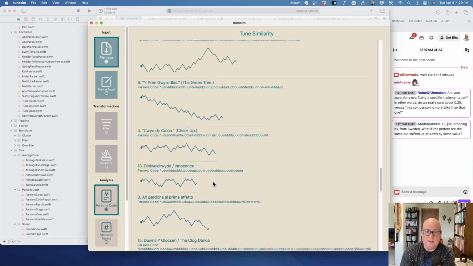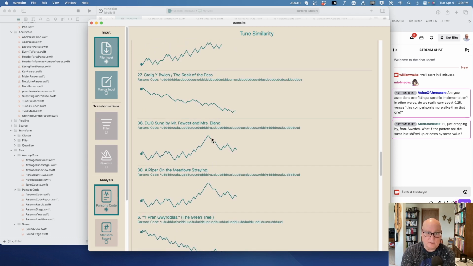But even in these two that look identical, they could be totally different tunes if the ups are going way up in this one and downs are going way down in this one, and this one's just going a little bit up, a note or two up or down. Different tunes, but the same Parsons code shape.